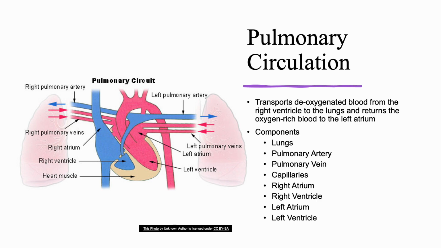Pulmonary circulation is unique because the pulmonary arteries carry deoxygenated blood while the pulmonary veins carry oxygenated blood, which is the opposite of systemic circulation.